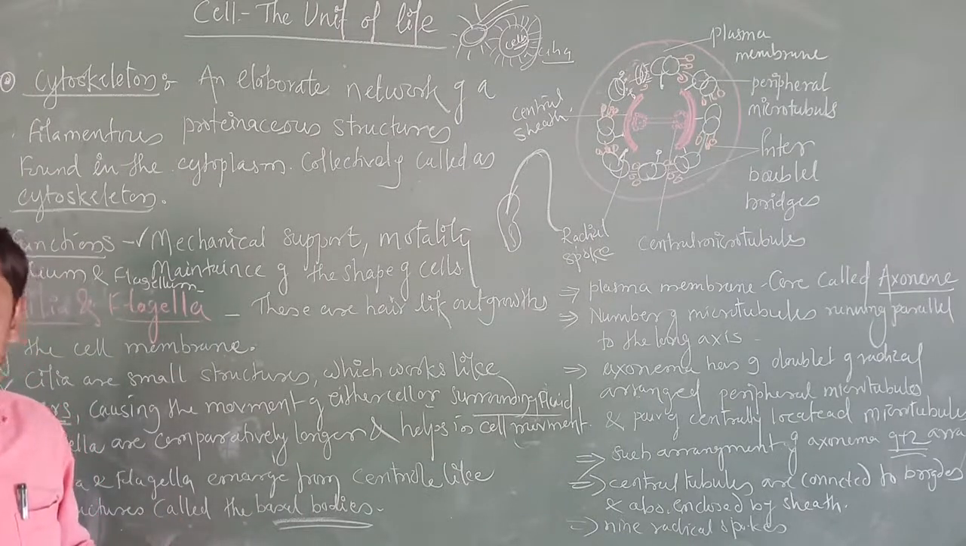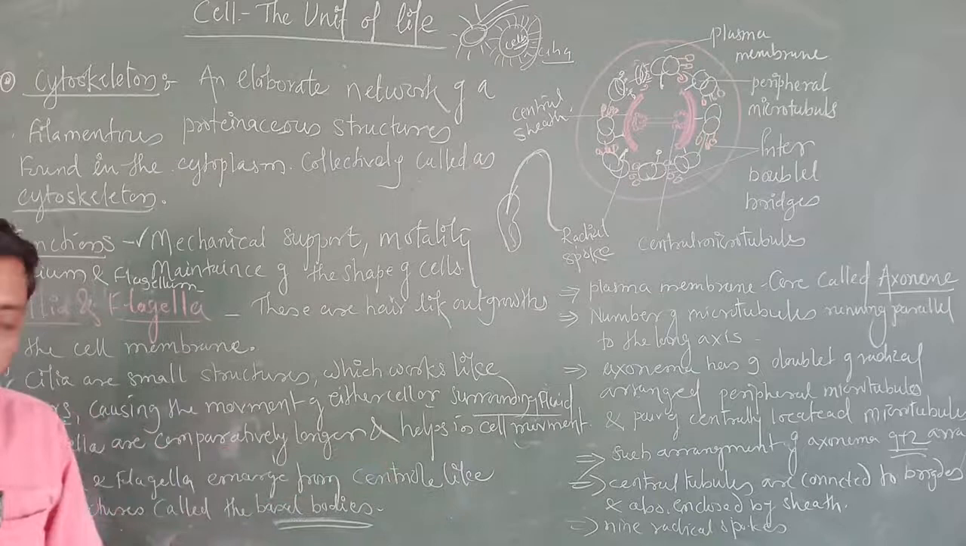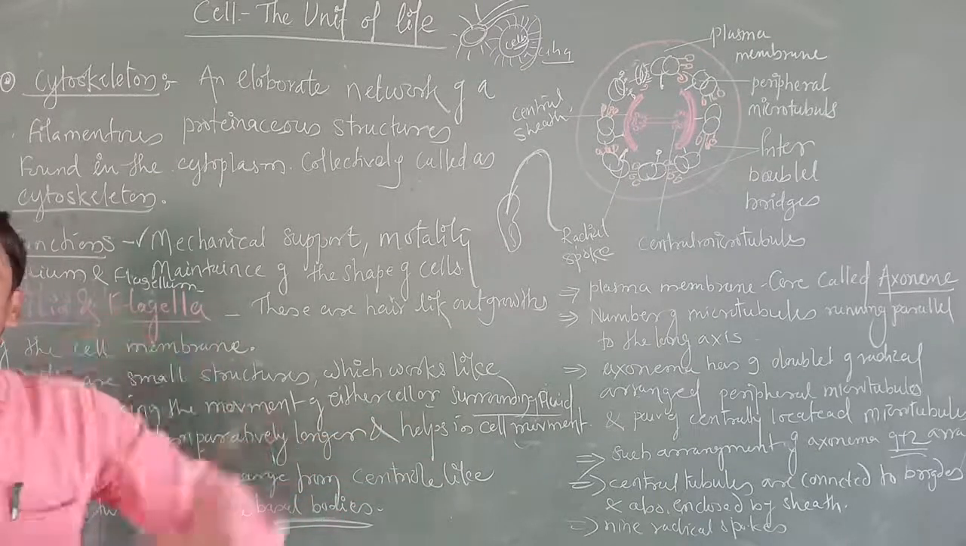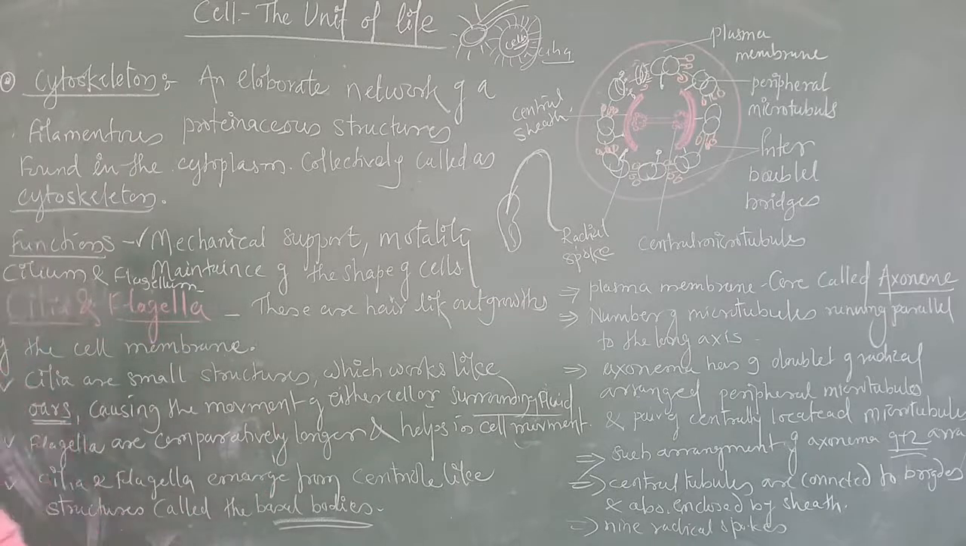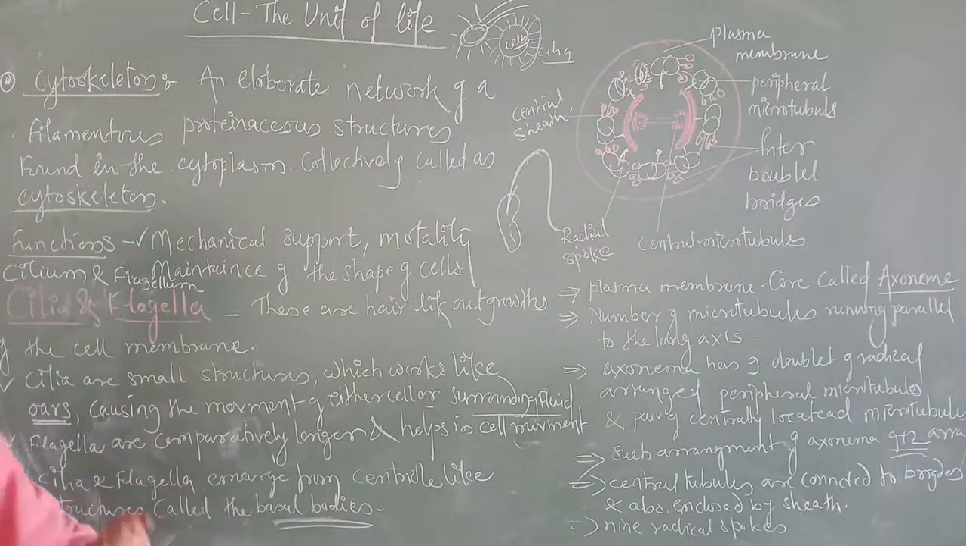In between these two, cilia are smaller in size and cause the movement of either the cell or the surrounding fluid. Comparatively, the flagellum is longer and is responsible for the movement of a cell. Afterwards, these cilia and flagella emerge from the centriole-like structures called basal bodies.